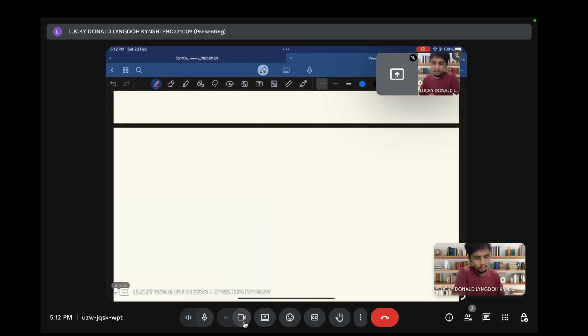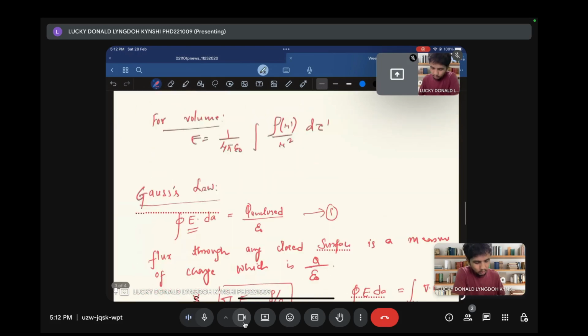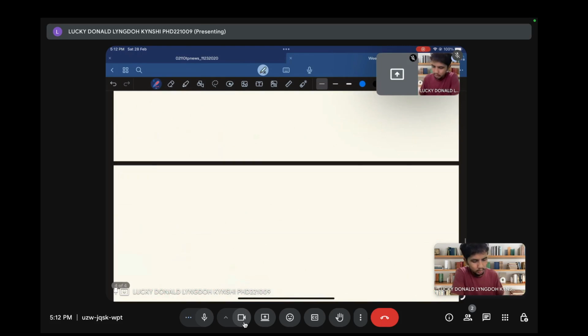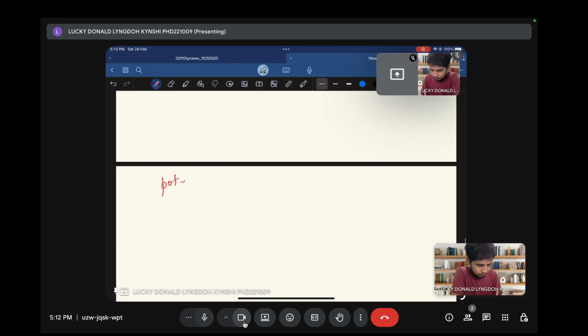How do you find the electric field? From here you can also calculate what the electric field strength is. Now other than that, you also have potential. Potential is related to the electric field: E is equal to minus del V, that is the gradient of your potential, and from a point charge, V is given by 1 by 4 pi epsilon naught q by r.